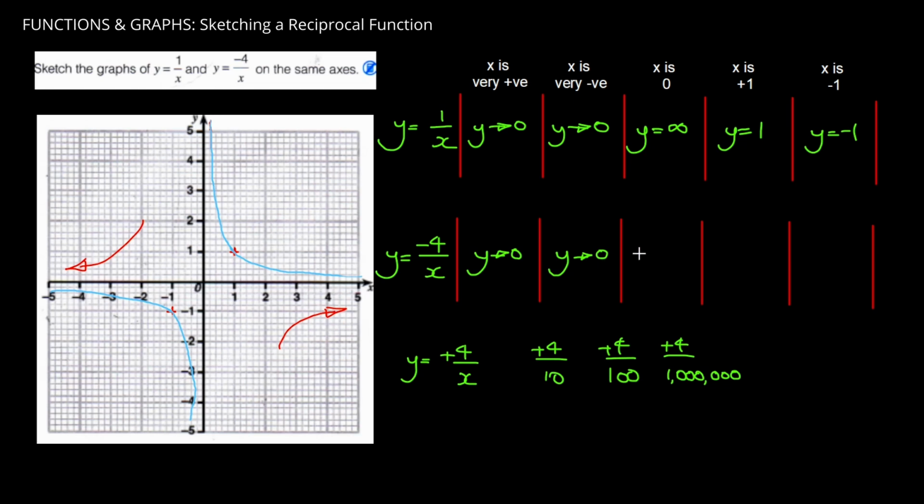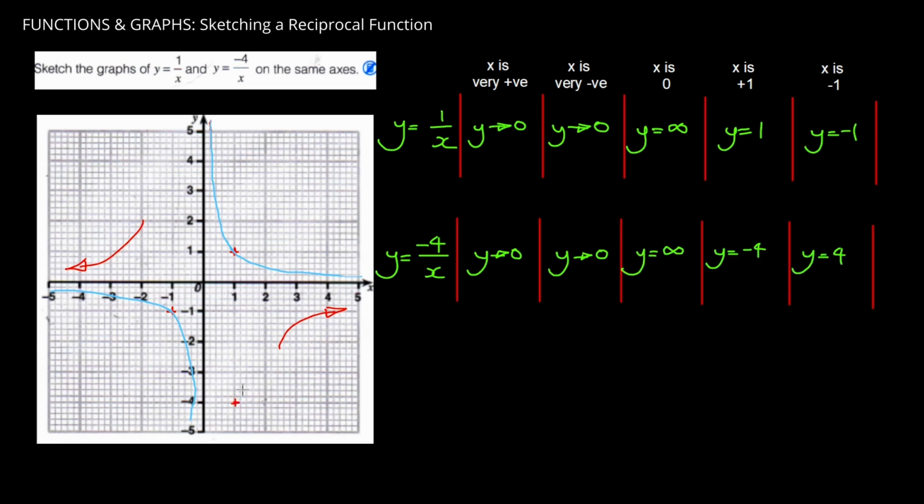I think you're going to get the idea quite quickly. Well, this is the same. If x is 0, yes, y is undefined. Well, let's write that as infinity here. And the other two results are easy, because when x is 1, y is negative 4. And when x is negative 1, y is positive 4. So we can plot them. So with that information, we should be able to sketch the curve. And that is your answer.